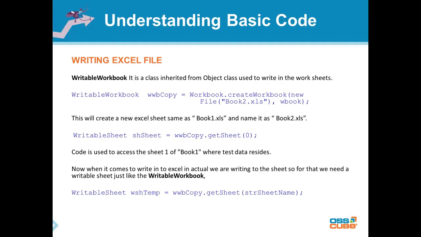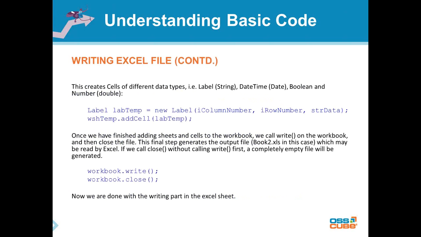Now I have accessed the workbook, the writable workbook. We will move to the writable sheet. For that, we will call the method getSheet, and here also the 0 is representing the first sheet, and we can also pass the name of the sheet like login and register in double quotes. So moving forward, once we have accessed the writable workbook and writable sheet, we are going to access the cell.